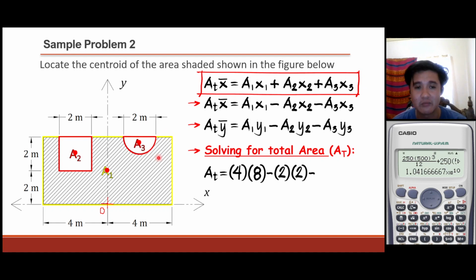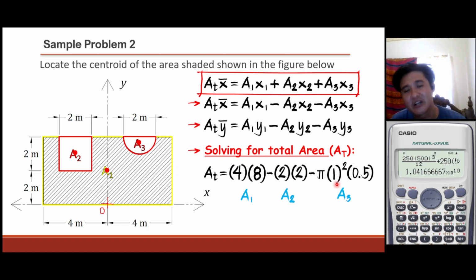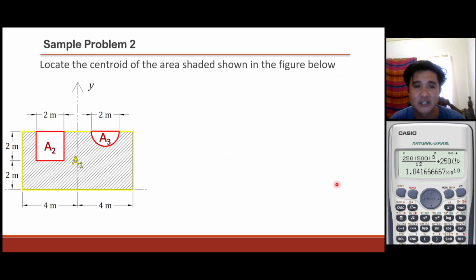So, area ng circle, pi r squared. So, pi, yung radius natin ay 1 meter, squared. Tapos, dahil half circle lang, kakalahati natin. Okay? So, therefore, yan na yung magiging total area natin. So, this is yung area 1. Ito yung area 2. Tapos, ito yung area 3. Okay. So, very basic pa lang siya. Getting the areas lang naman siya.